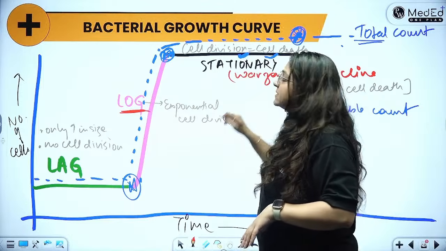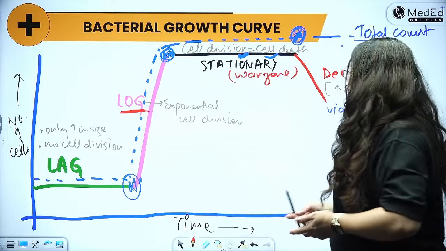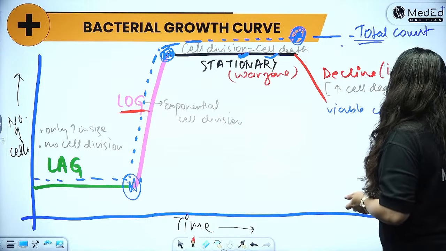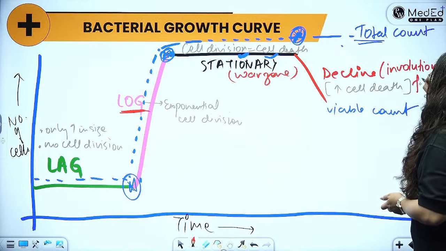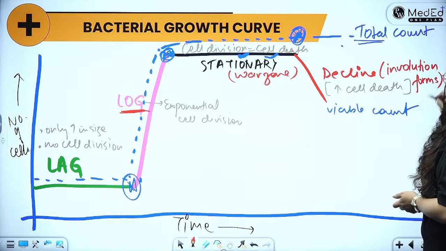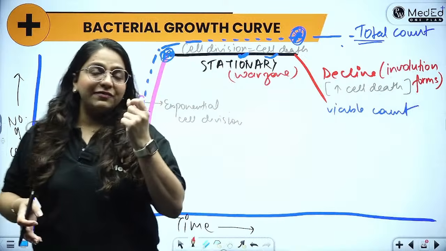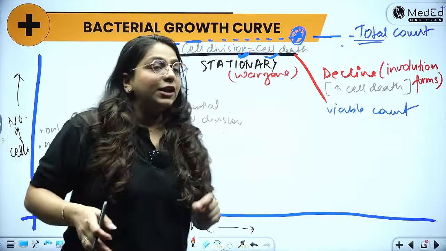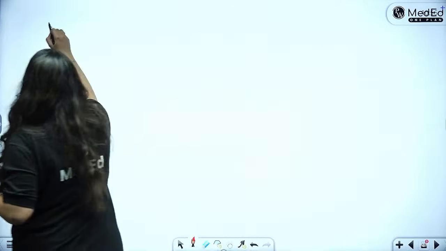So what happens after war? There are mutilated bodies. So what are the mutilated bodies of bacteria? They are called involution forms. So what happens in the decline phase is that bacteria make involution forms, or abnormal forms. So you can write about lag phase, you can write about decline phase. Now you just have to write details of log phase and stationary phase. So let me just write it here.